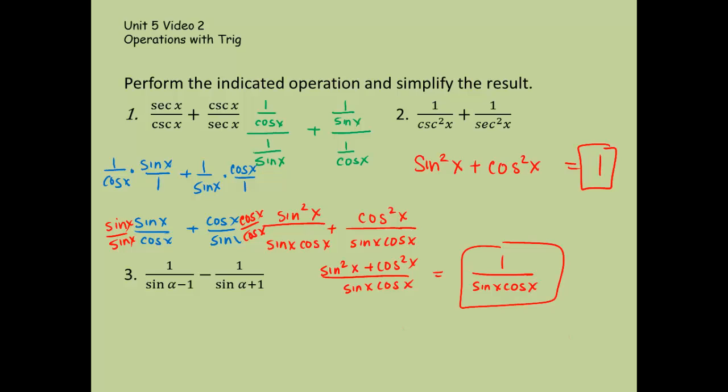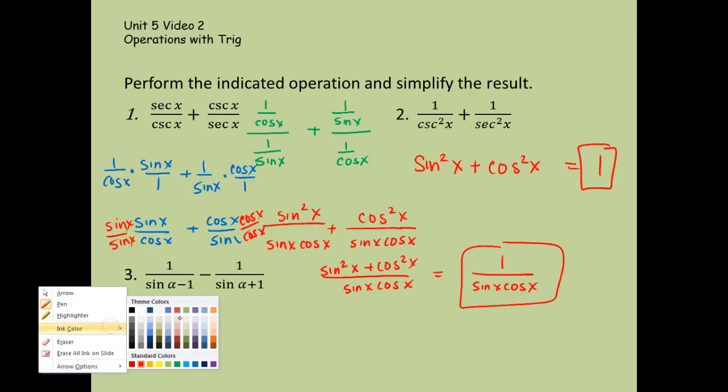All right, number 3. Number 3 is one where I have to get a common denominator. And don't let the fact that it's an expression, sine of alpha minus 1 or sine of alpha plus 1, be any concern. So if I choose a common denominator, it's going to have both of those expressions in it. Think of x minus 1 and x plus 1. That'd be like what we have here.